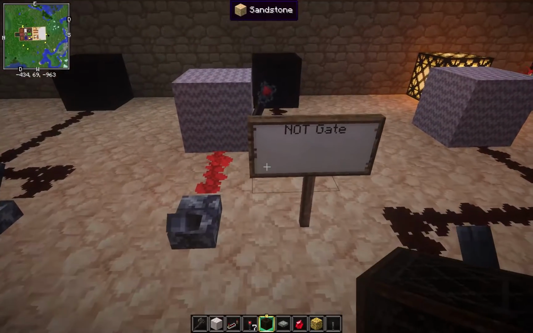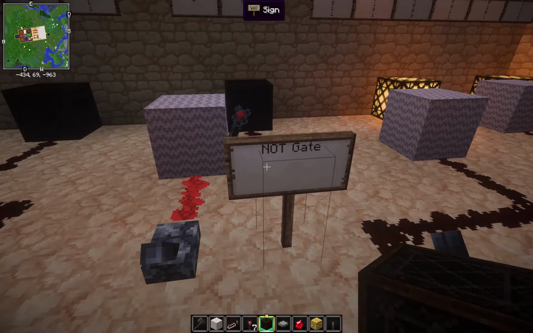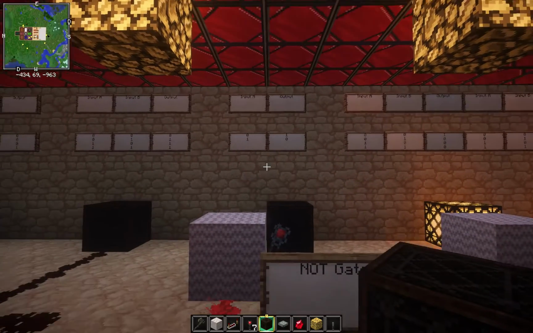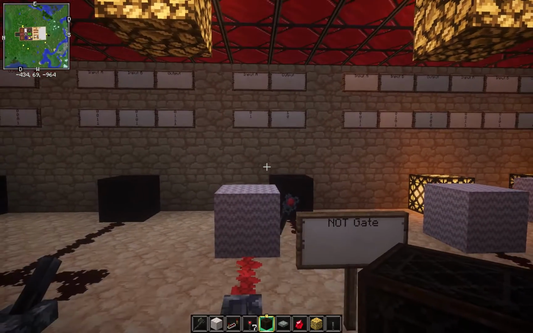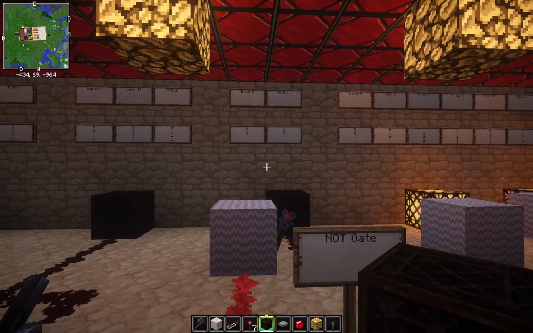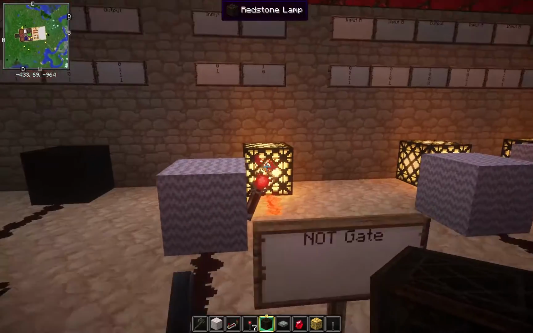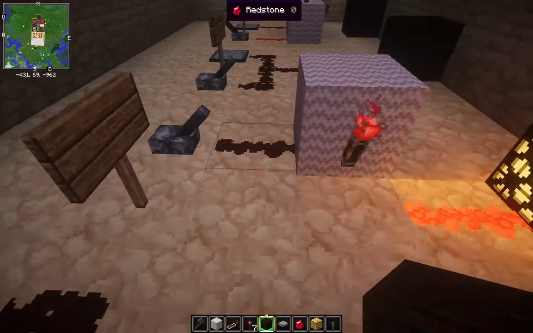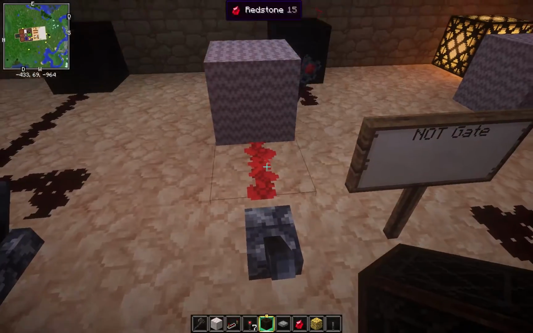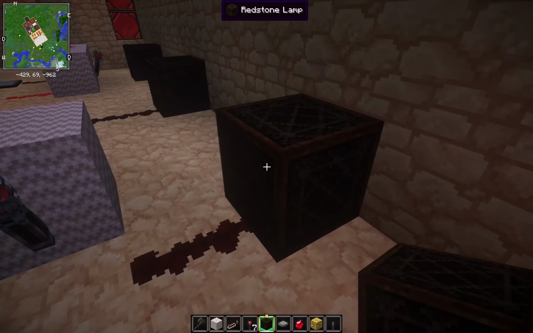And the next one we get to, which is always useful, is the NOT gate. So the NOT gate, all it's doing is reversing our input. So when our switch is off, our input is off, the output is on. And when our switch is on, the output is off.